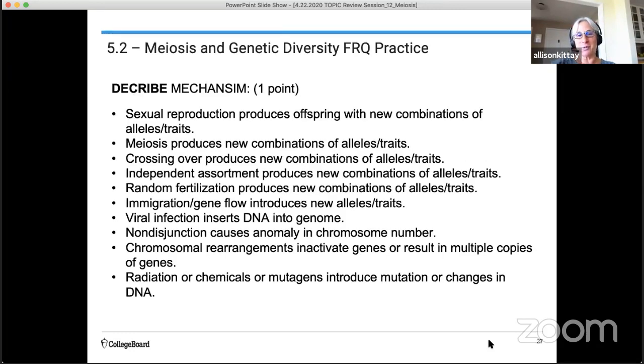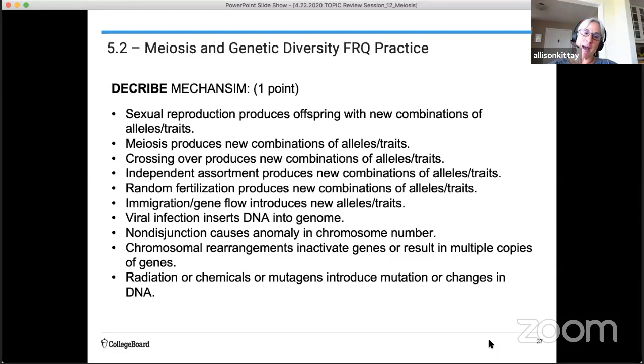Any one of these bullet points would earn you that point. So sexual reproduction produces offspring with new combinations of alleles or traits. Fruit flies have fewer chromosomes than humans, so it's not 70 trillion possible combinations, but it's still many, many new combinations. Crossing over produces even more new combinations of alleles and traits. Independent assortment produces new combinations of alleles or traits. Random fertilization produces new combinations of alleles or traits. So those were the big take-home lessons from today's presentation.